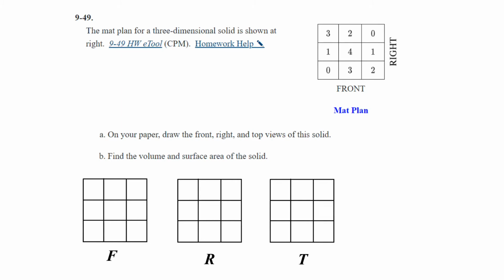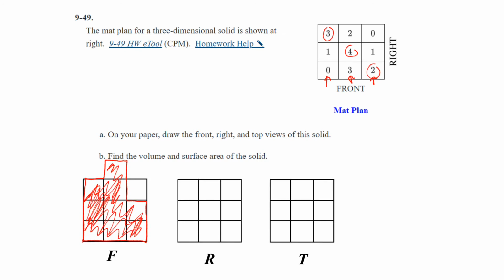Question 49. The map plan for a three-dimensional solid is shown at the right. On graph paper, or on paper, draw the front, right, and top views of this solid. So as we draw the front view, we're going to look at this first column here, and the depth in terms of how high it is, 3, so I'm going to go all the way up to 3. The next column, the highest is 4, so I actually got to create another square there. And then on the next column, the highest is 2, so I'm going to go all the way down to 2. And so all of this will be shaded in, so that's what we see.